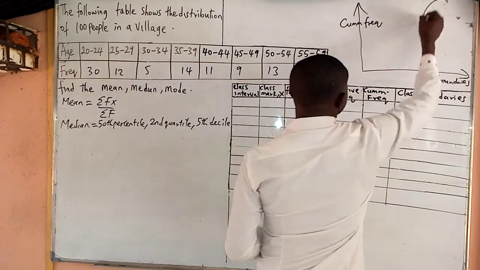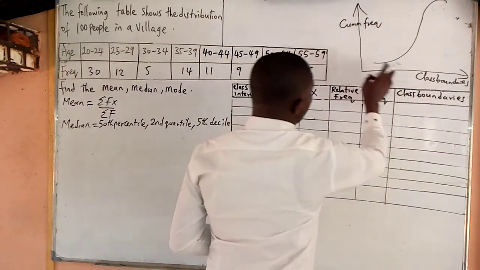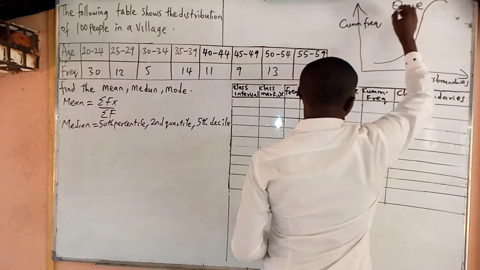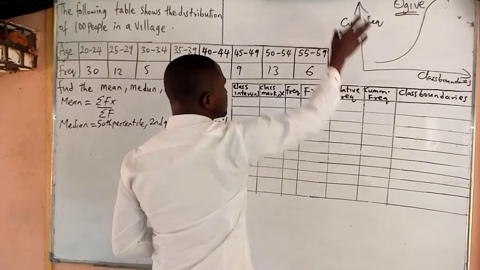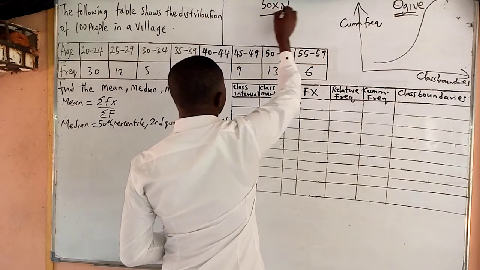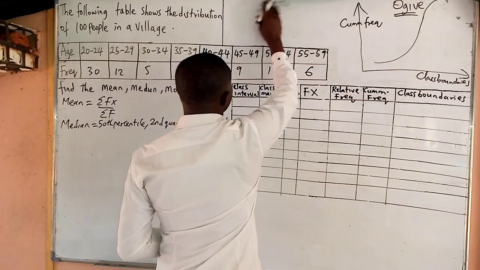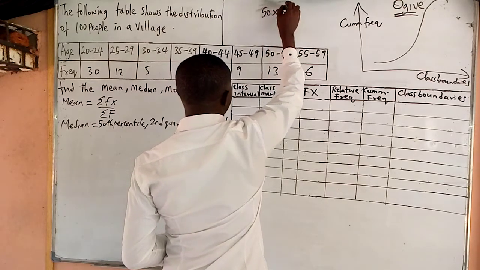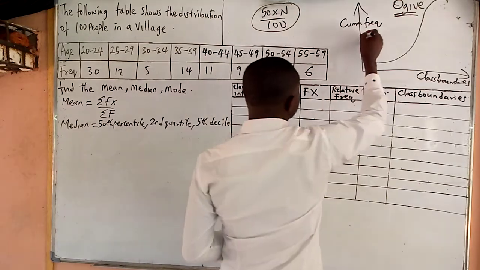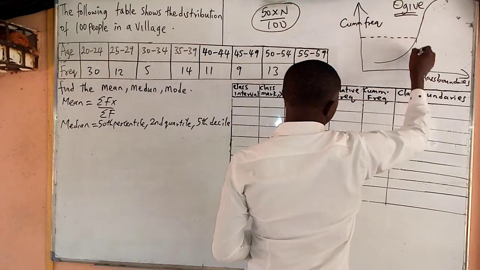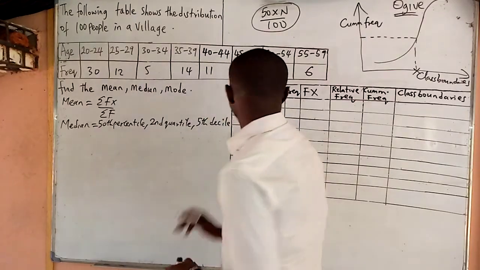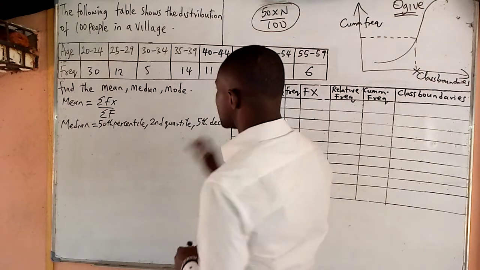Once you plot this graph, it will go this way. After plotting it, remember this is called an ogive graph. Now, after plotting this graph, get your 50 times n all over 100. Whatever value this gives you, trace it on the curve, trace it down and get the value. That will be your median graphically. Once you extrapolate this value, that is your answer.